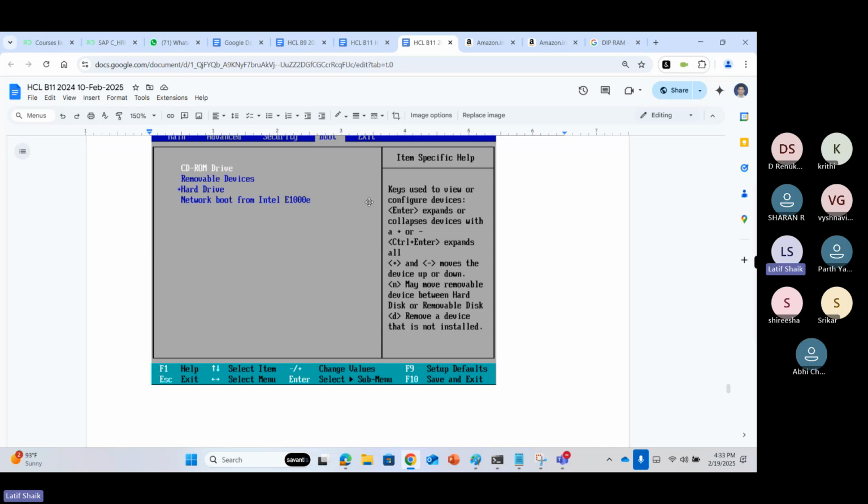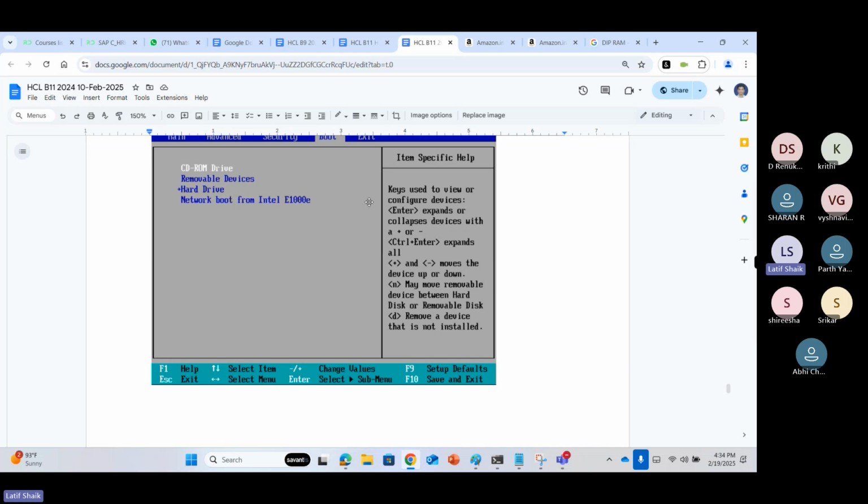Boot priorities. As per this list, CD-ROM is the first one, then removable device, then hard disk and boot. I can change my boot priorities so that my hard disk drive is the first priority. So what happens? When I start my PC, it will take the operating system from the hard disk first. If it is there, no problem, it will load from the hard disk itself. That's it.